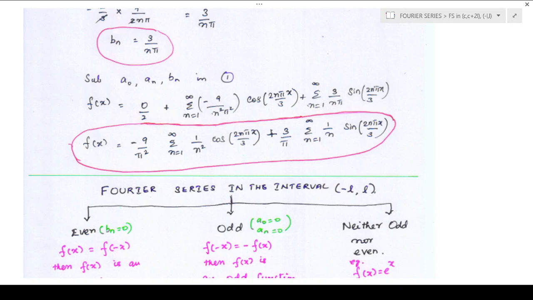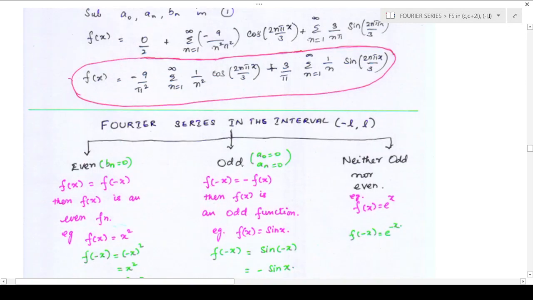Now, we are going to come across the Fourier series in the interval minus L to plus L. Keep it in mind, children. Here we come across 3 types: one is even function, odd function, and neither odd nor even function, children. Now what is in even function? Keep it in mind, bn is 0. For odd function, a0 and an are zeros. Okay.